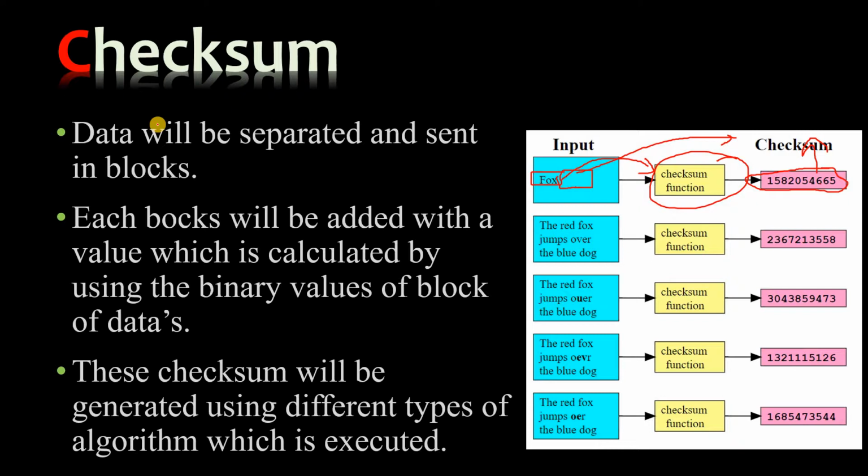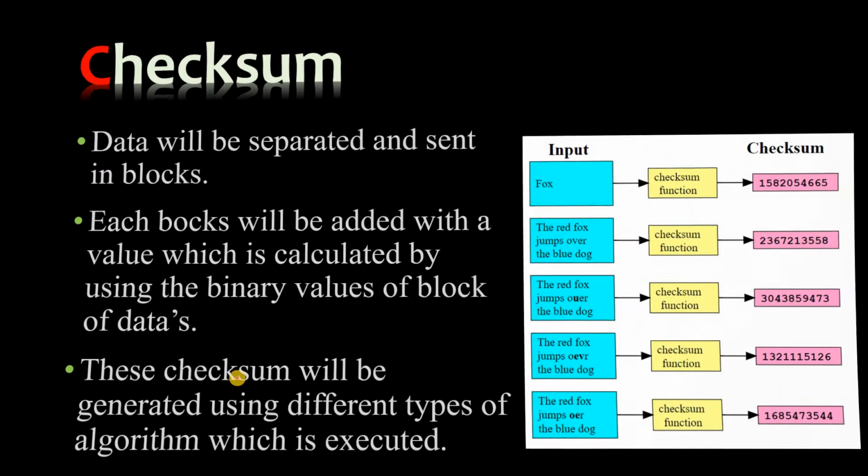Okay, so look at this. Data will be separated and sent in blocks. Each block will be added with a value which is calculated by using the binary values of the block of data, maybe binary value or ASCII value. This checksum will be generated using different types of algorithm. That is a program.